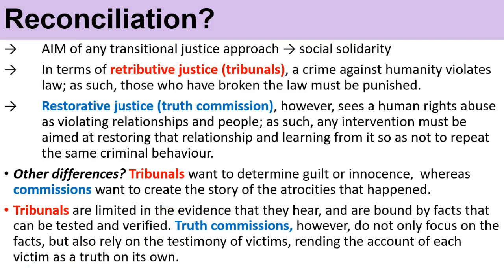In terms of retributive justice, where tribunals are used, a crime against humanity violates law, and as such, those who've broken the law have to be punished. In restorative justice, where truth commissions are used, they see human rights abuses as violating relationships and people, so any intervention must be aimed at restoring that relationship and learning from it so we don't repeat the same criminal behavior in our future. Other differences are that tribunals want to determine guilt or innocence, whereas commissions want to create a story of the atrocities that happened.